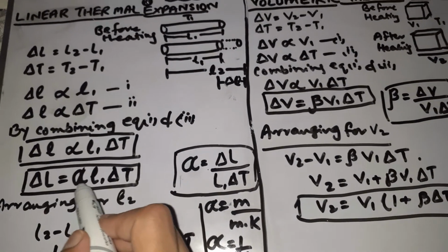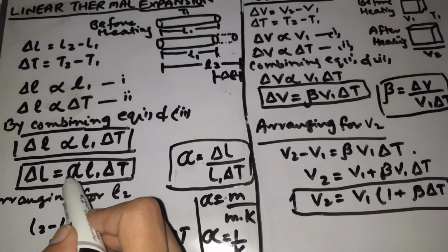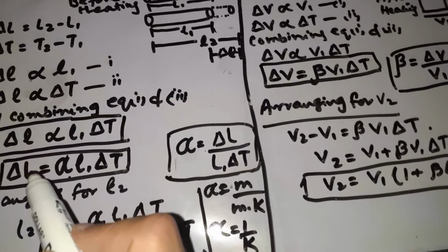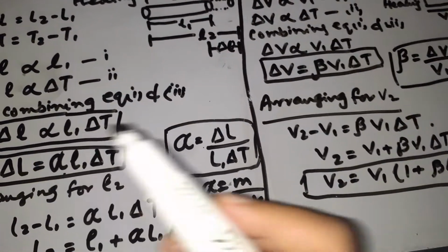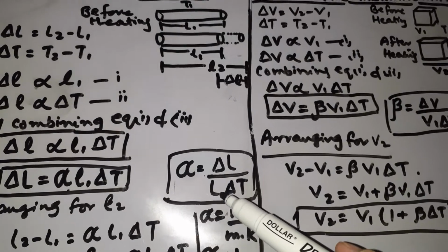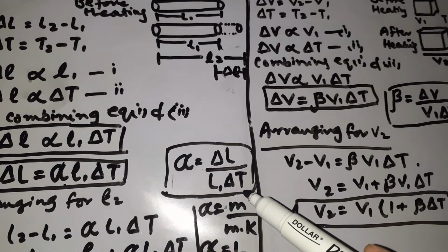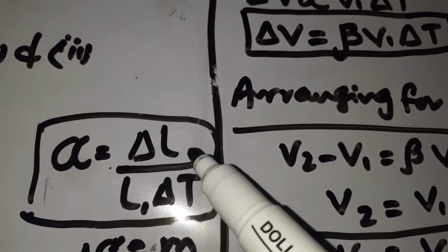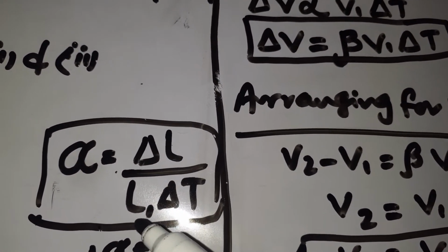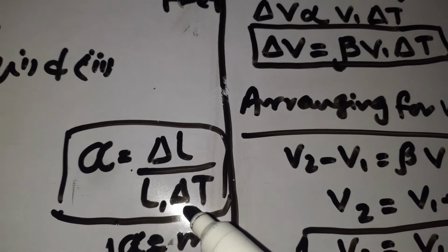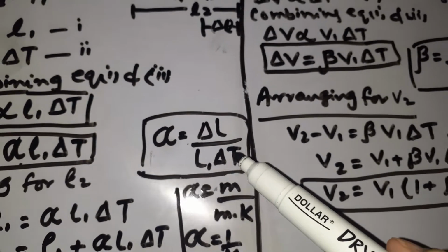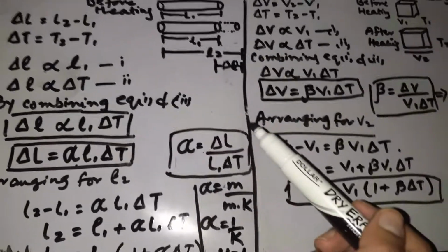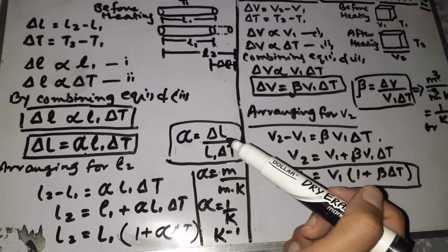What is alpha? Alpha is the coefficient of linear thermal expansion, meaning increase in length per unit original length and per degree rise in temperature is called the coefficient of linear thermal expansion. I am repeating again: change in length per unit original length and per degree rise in temperature is called the coefficient of linear thermal expansion, and this coefficient is different for different metals, but it is a constant quantity.